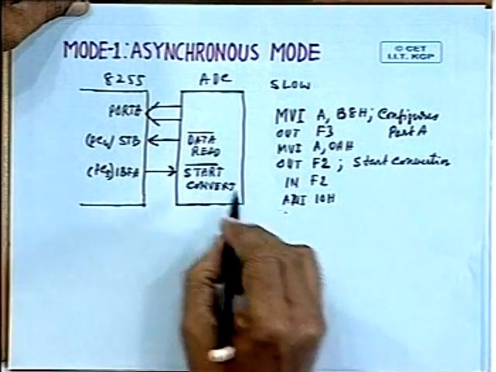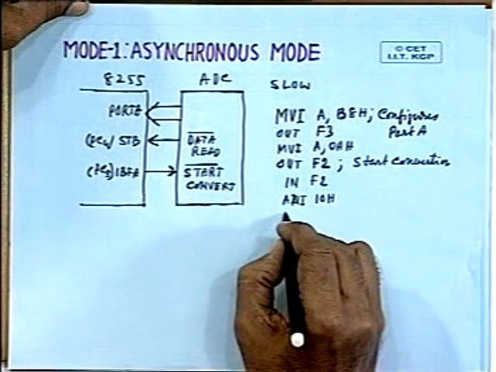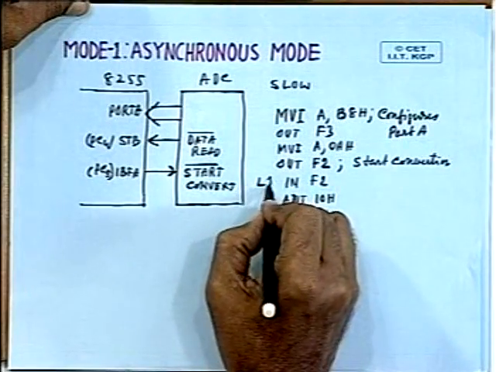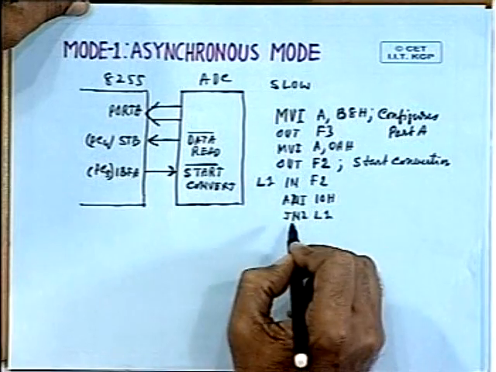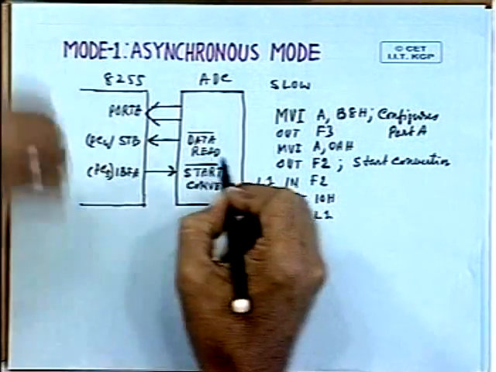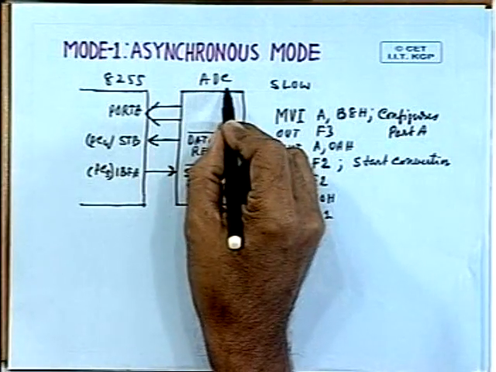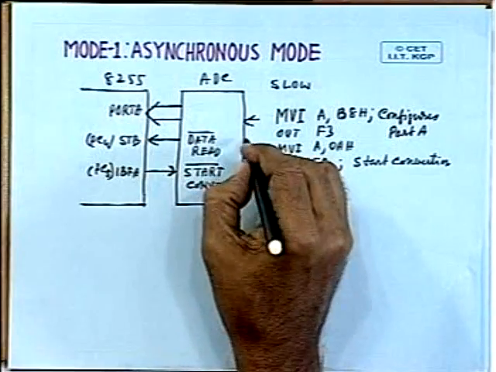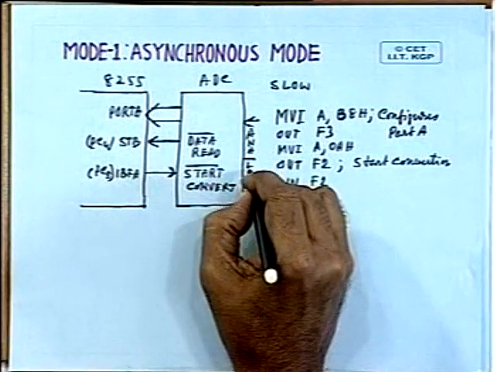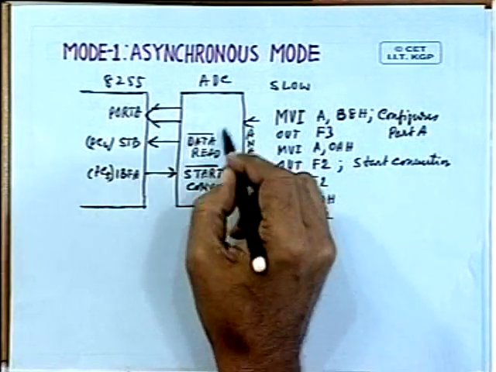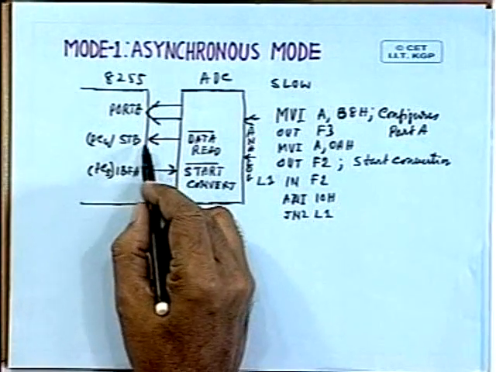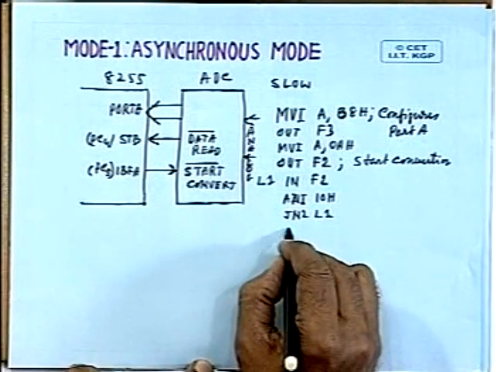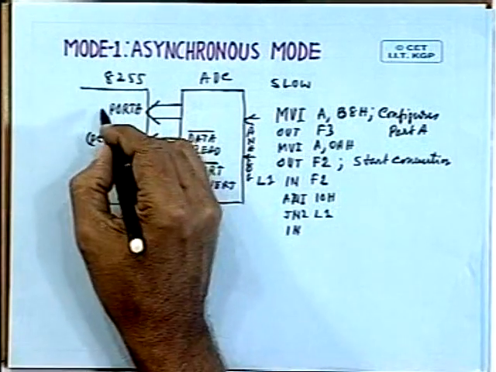Then if it is not 0, it will keep on looping. So it will jump not zero, say loop 1. So you see here it will keep on looping to check the status of the device, the IO device. In this case it is the AD converter. An AD converter will take some time to convert the analog data to digital form, and once it is converted into digital form, then this line will go low, and whenever this line goes low, it comes out of the loop and it can perform the reading operations from this port A.